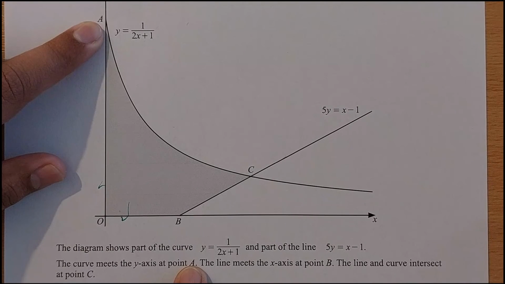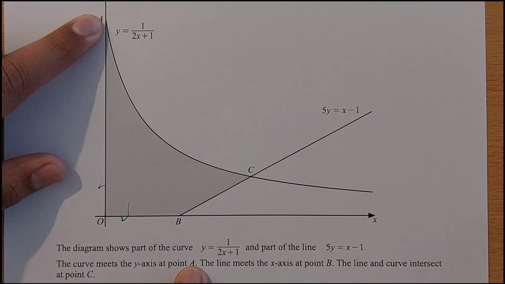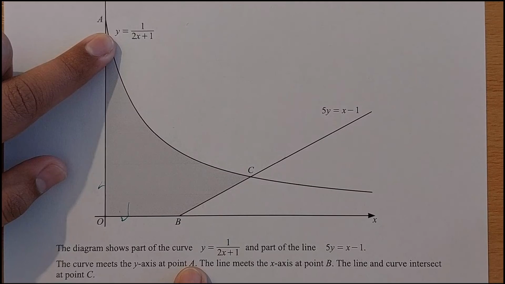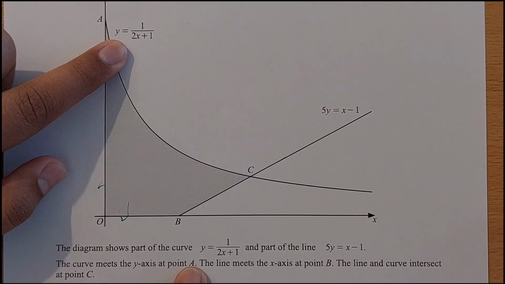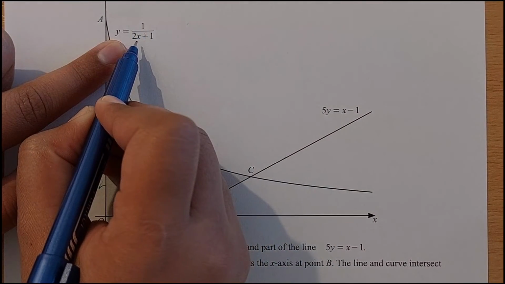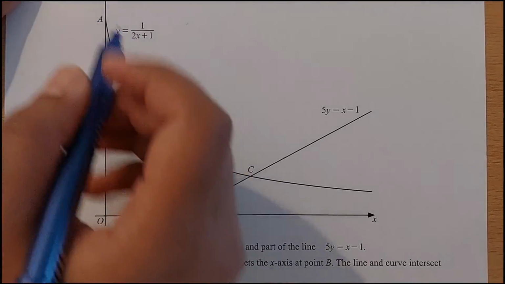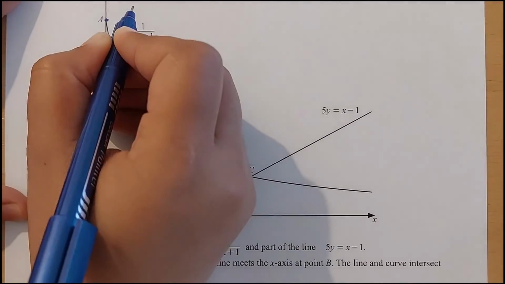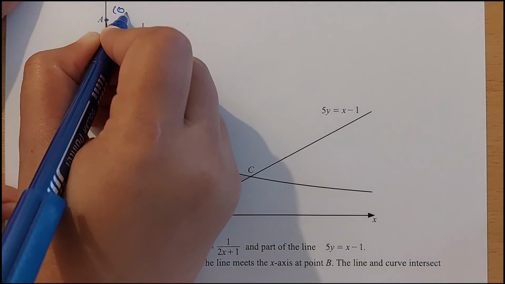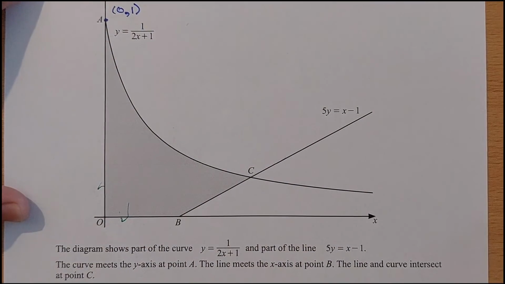So it means at the y-axis, the x coordinate is equal to 0. When I substitute x equals 0 over here, it is just 1 by 1. So x is 0 and y is 1 here, right?